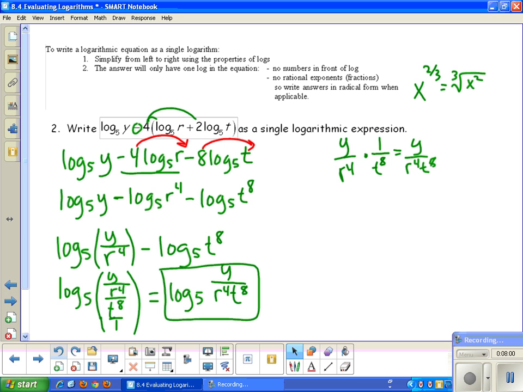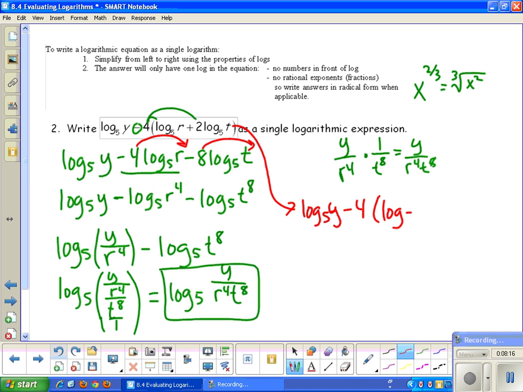Now, that's not the only way I could have done this. I could have also, from the beginning, done what was inside the parentheses first. And if I would have done what's inside the parentheses first, I would have gotten the log base 5 of r, and then this would be plus, and I would take the 2 up as an exponent. So plus the log base 5 of t squared.